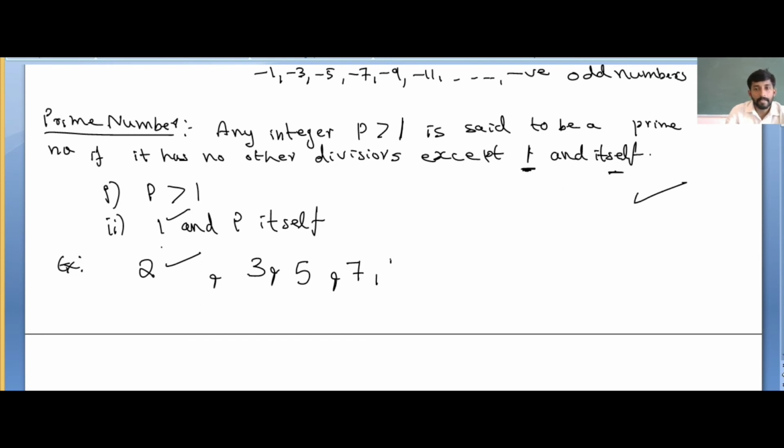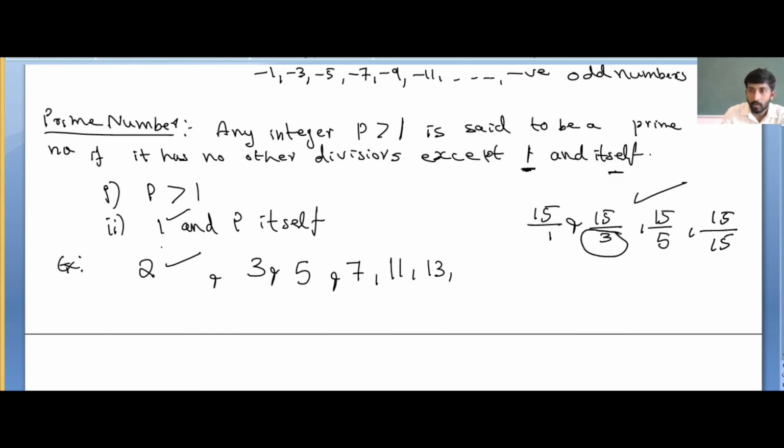Okay. So the next numbers are 11, 13. 14 is not a prime number. 15, again 15 is not a prime number. Why? 15 is divisible by 1, 15 is divisible by 3, 15 is divisible by 5, and 15 is divisible by 15. Now here you can see two other numbers are there, right? One number is 3, another number is 5. Other than 1 and 15, two more numbers are there. So that fails our condition. Therefore 15 is not a prime number. So the next number is 17.